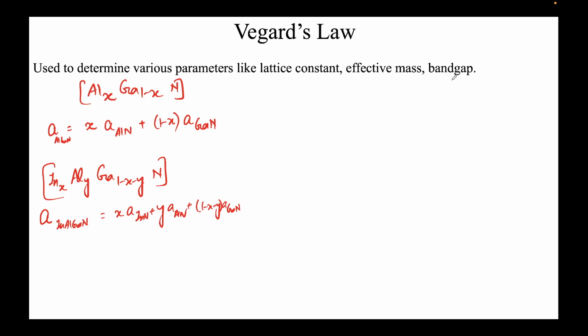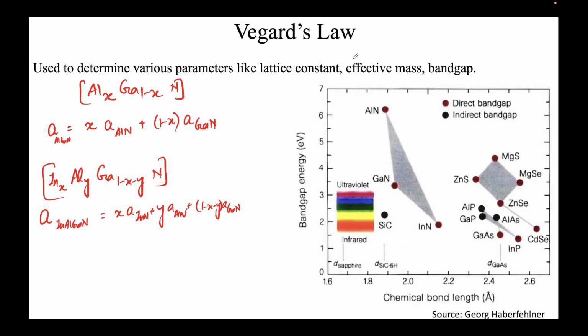Band gap is a slight departure, which we'll see in the next slide, but this is a fairly straightforward principle that you'll be able to appreciate. This is known as Vegard's law. Now let's see how it looks for band gap. What you have here is the lattice constant, which they're calling the bond length in angstrom, on the x-axis. You have the band gap energy on the y-axis.